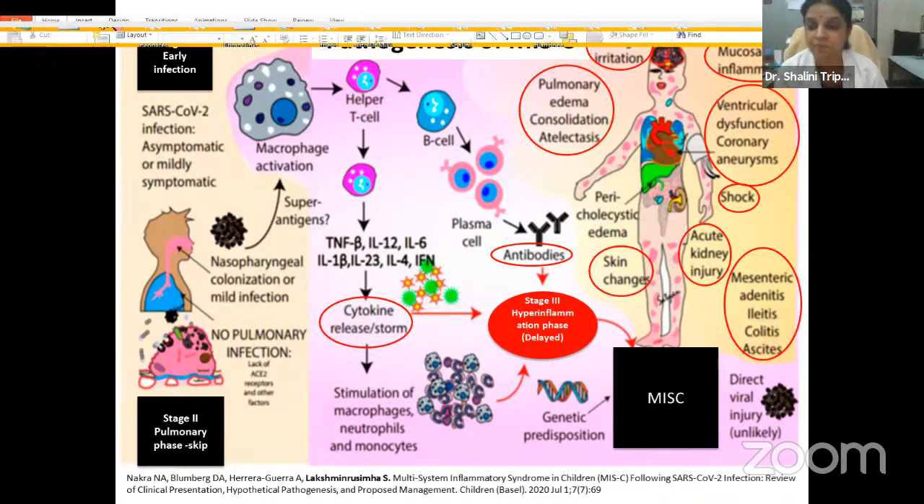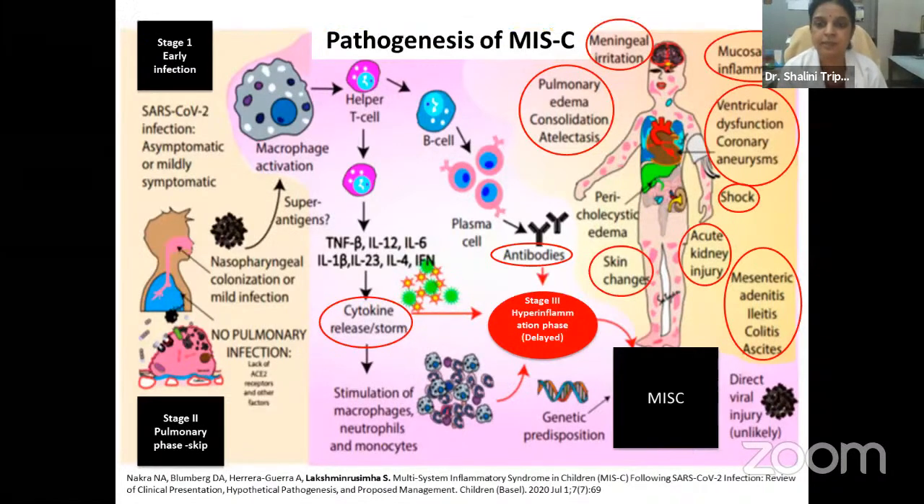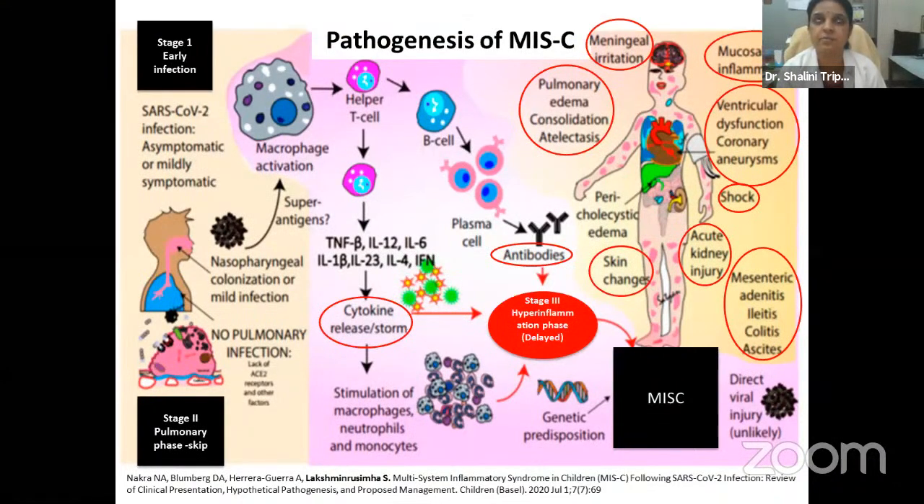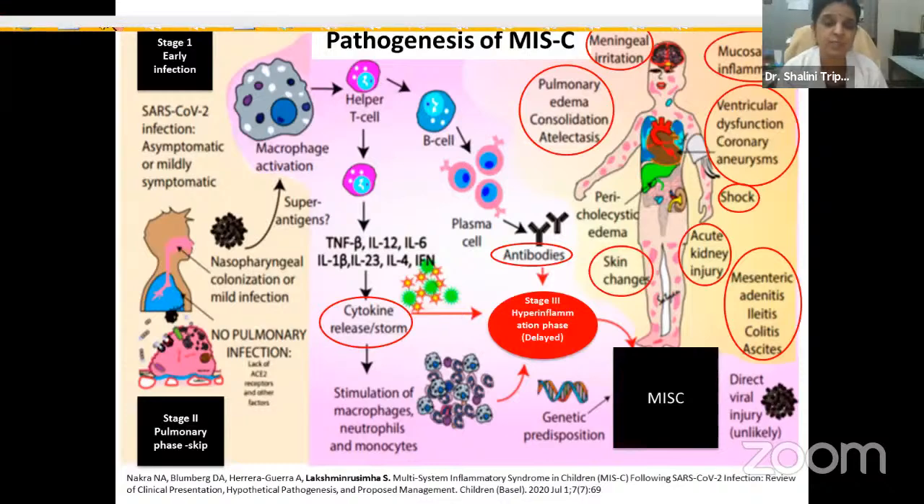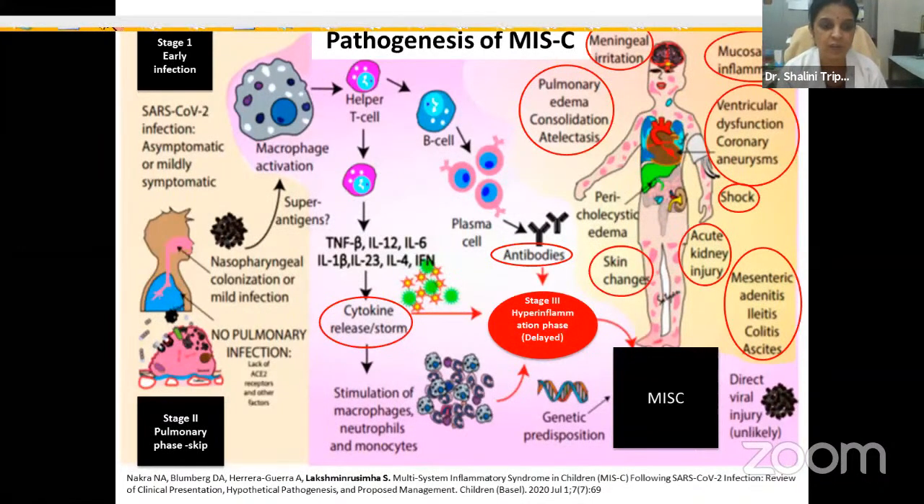The child develops shock. Then it can also affect the kidney, and in the kidneys it will cause acute kidney injury and an ARF-like presentation. In the GIT, there will be pericholecystic edema, mesenteric adenitis, ileitis, colitis, and ascites also. In the skin, there is a rash present. Especially if we have a child in whom there is conjunctivitis, rash, and multi-system involvement, especially after 1 month of COVID peak in your state or in your city, then please think of this condition after ruling out the common infections.